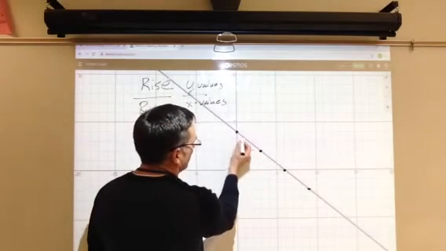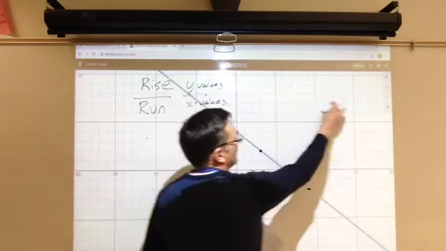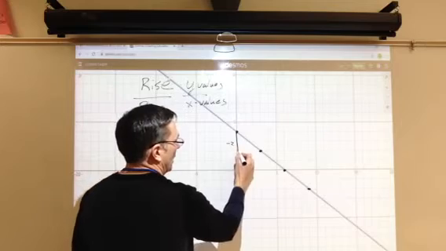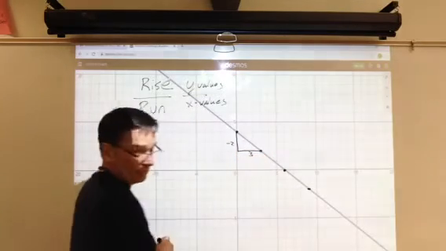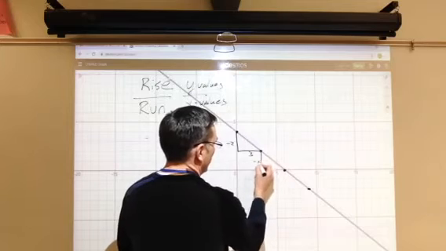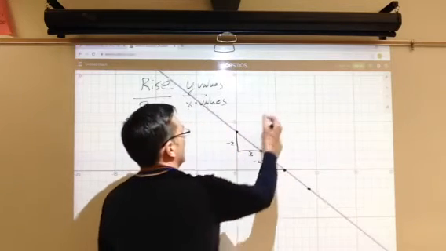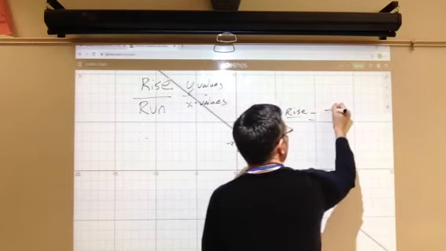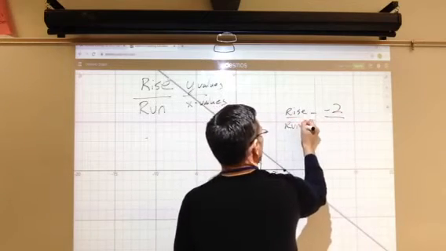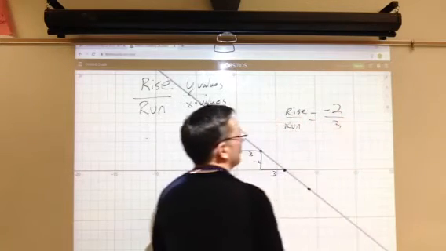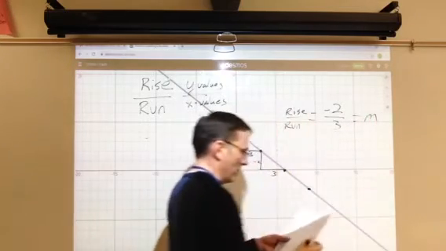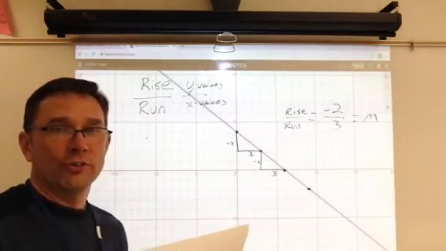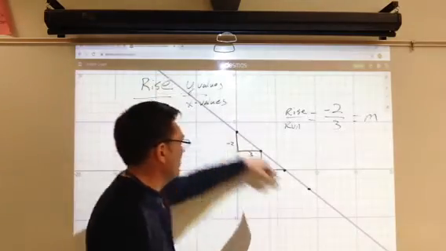So as I go from this point to this point, if I was to go up and over, I'm never going to hit that line, so it's not a positive slope. But I'm going to go down 2, and now over 3. Down 2, over 3. So again, my rise is -2 because I'm going down. And again, I'm running to the right, and that is 3. So my slope for the second graph is -2/3 because it's going down.